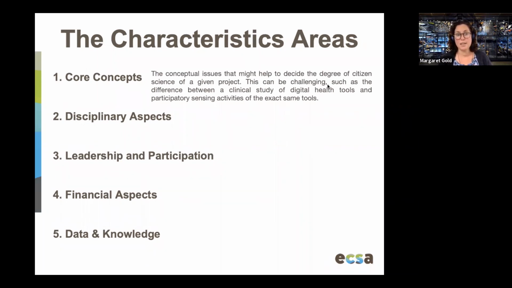We boiled it down to five main characteristic areas. You've got the core concept of the citizen science project itself, the disciplinary aspects, the leadership and participation aspects, the financial aspects, and the data and knowledge aspects. Those are things that we worked out in greater detail.